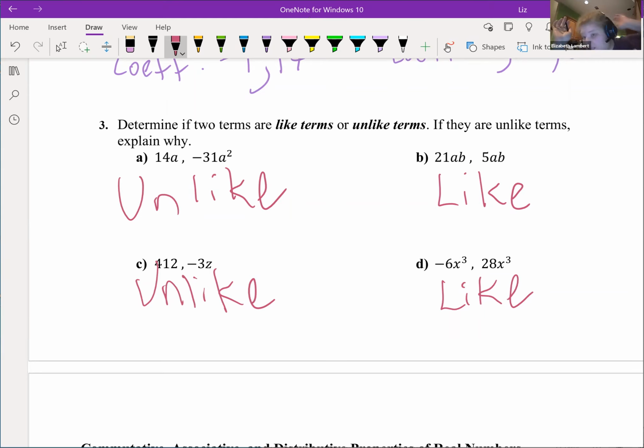Now, if the numbers were the same and the powers were different, still not like. It is all about focusing, do the variables match? Are they the same exact, like shipping label, if you will? They have to have the same exact label to be able to count them all together so you can be lazy on your inventory sheet.